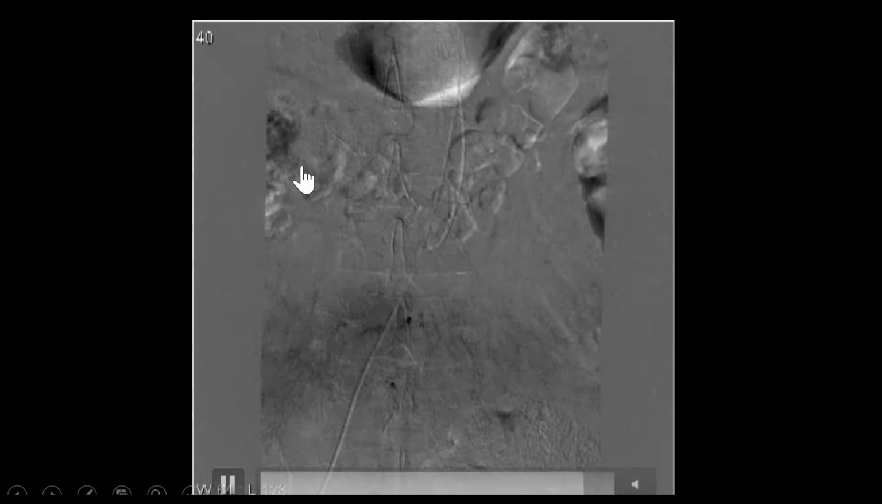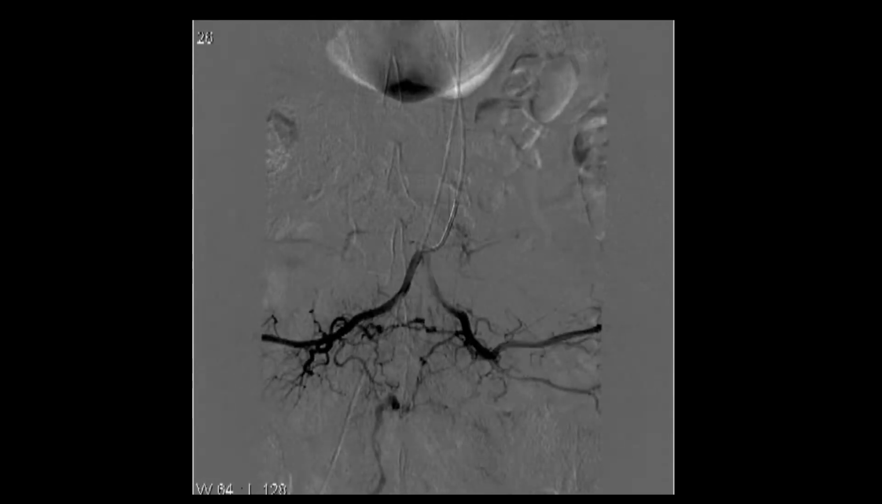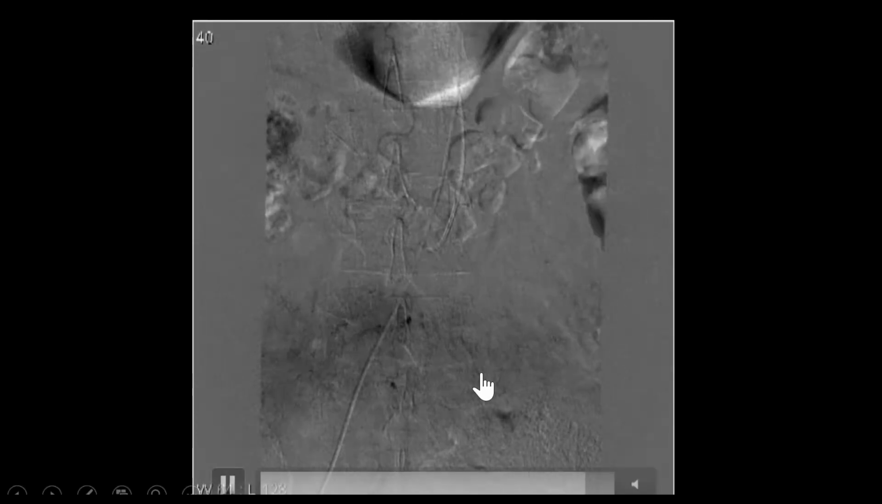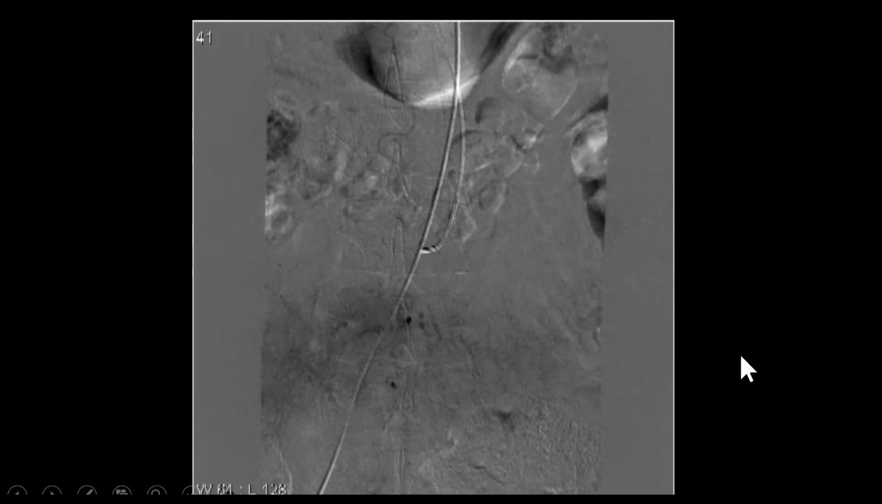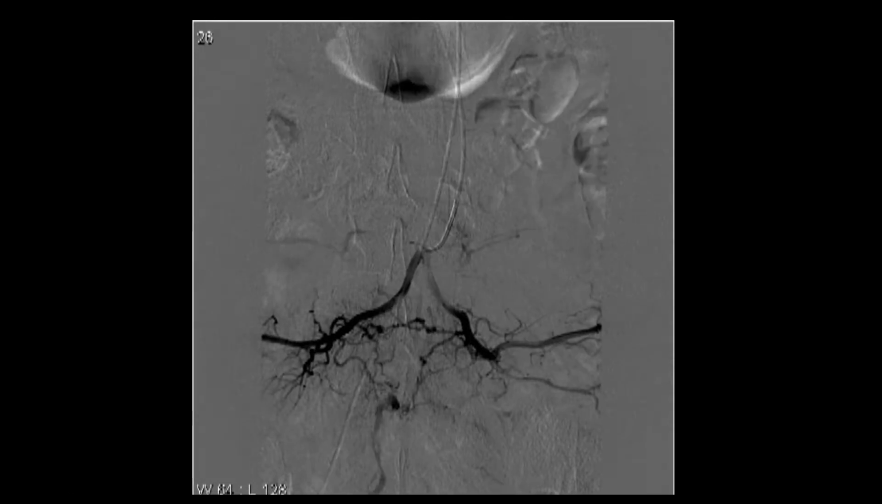But we tell the computer, ignore everything you just took an x-ray of and just show us the new thing. So this is a DSA study, and we can see that staining very well. So if you want to see the inside of blood vessels, that's great for this.